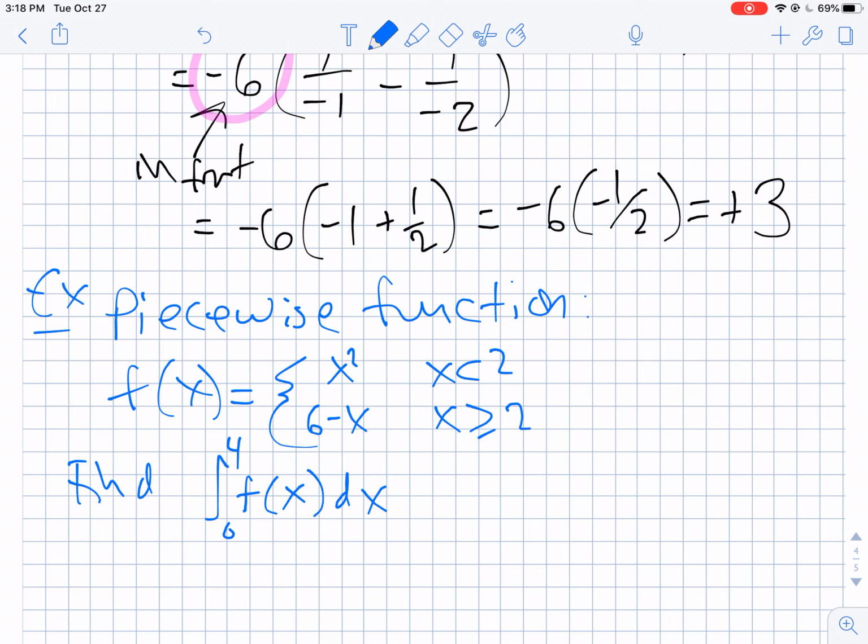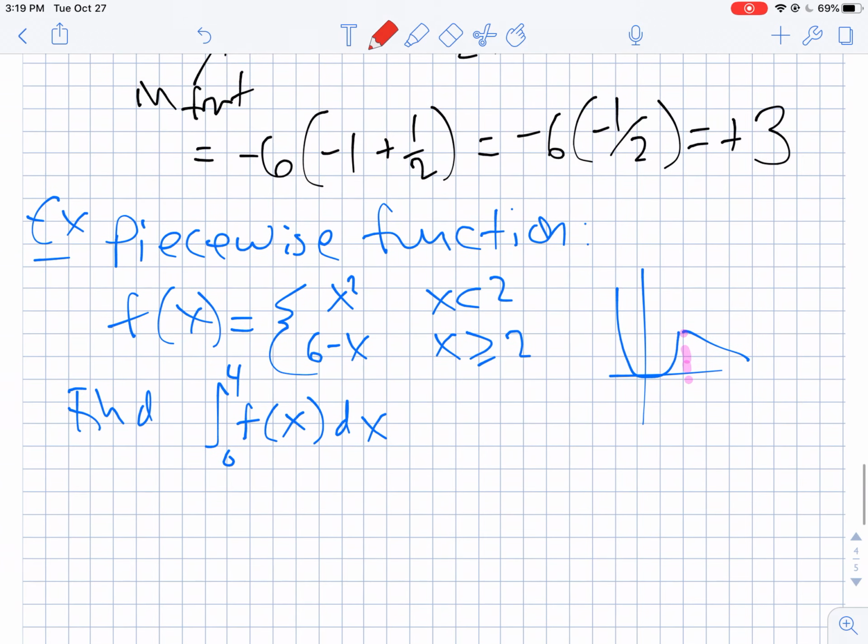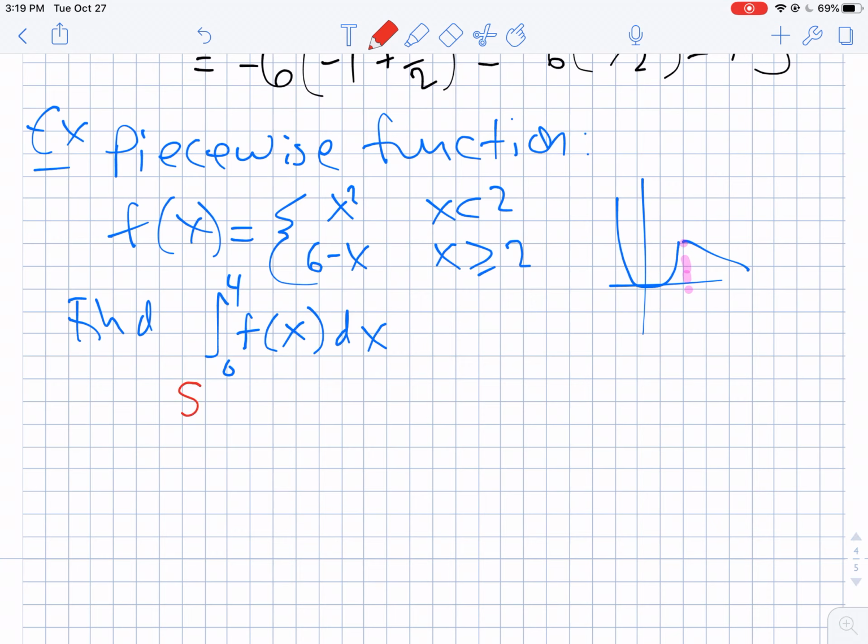Now, you might be tempted to just integrate and then plug in something weird. What you need to do is split this up. You don't need to know graphically what's going on, but it looks like a parabola for a little while, and then it switches into a line. So you need to break it up into two different integrals based on where that transition is. Because the function splits at x equals 2, you're going to split your integral at x equals 2 as well.